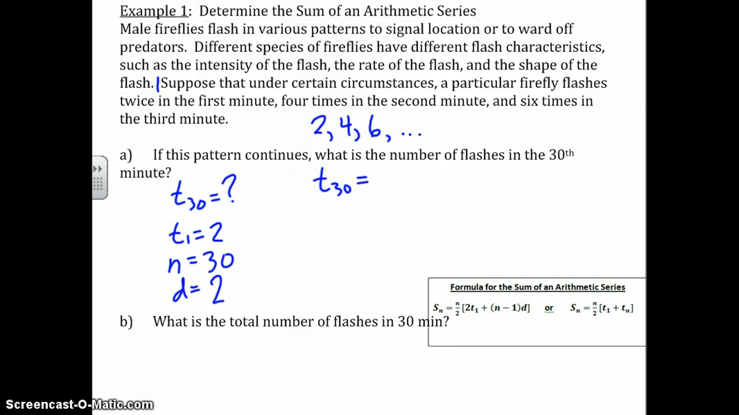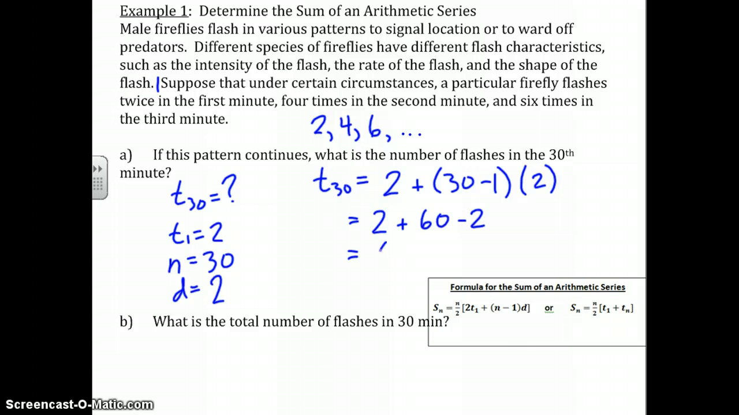So it's T30 equals T1, which is 2, plus N minus 1, which is 30 minus 1, times by D, which is 2. We work this out. 2 plus 60 take away 2, and that's 62 take away 2, 60 flashes. We probably could have done that one in our head, but 60 flashes in the 30th minute.